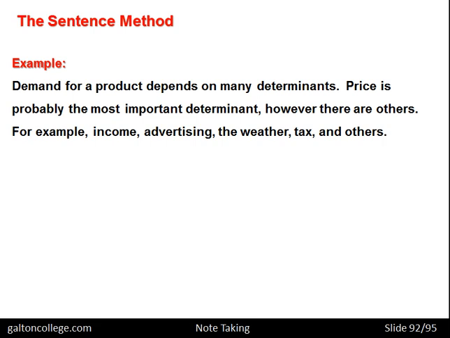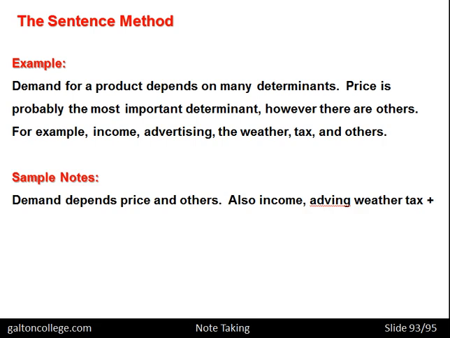Now how you might take the notes on here might be as follows. You might say, well, demand depends on price and others. Also income, advertising. Well, you haven't got time to write down the word advertising, so you go "adving". Then you've got weather, tax, and the plus sign. Plus means, and there are others. So you've made sample notes. You've made it quickly, and it should bring back to mind what the lecturer said.